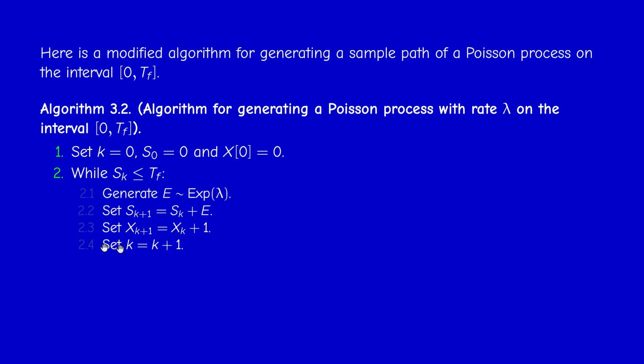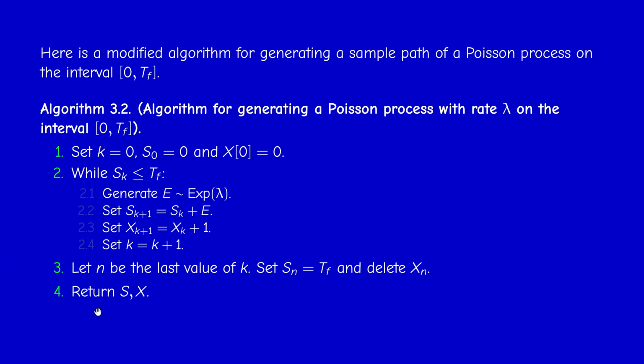And we increment k, of course. If n is the last value of k, which ends the loop, then we set S of n equal to TF and we delete X of n, and finally we return two vectors: the vector of arrival times S and the Poisson process X. Note that X takes integer values, but S can take any positive value. Both are random. We'll implement this in a later video.